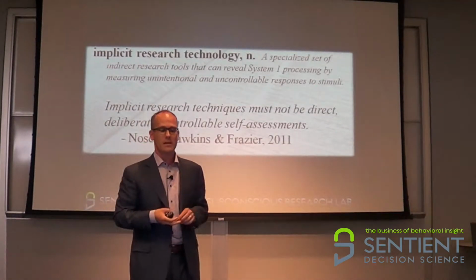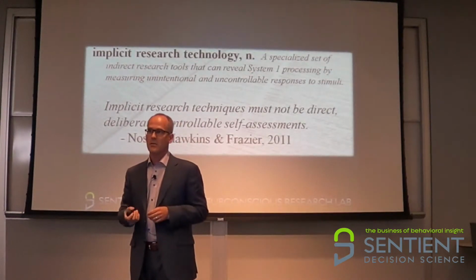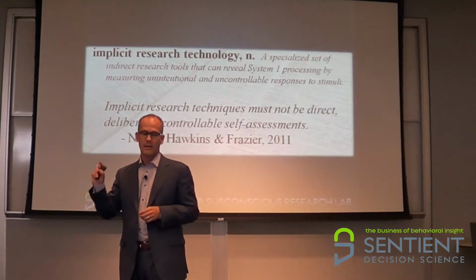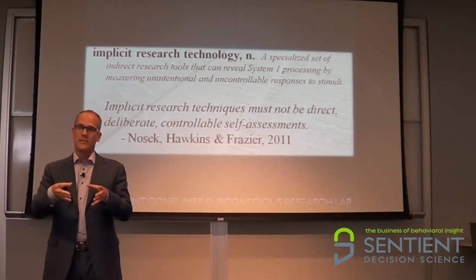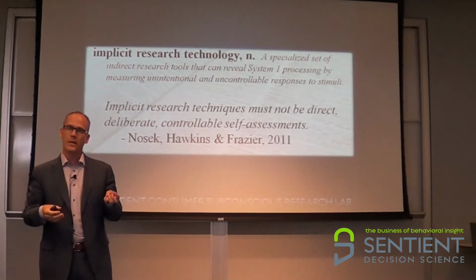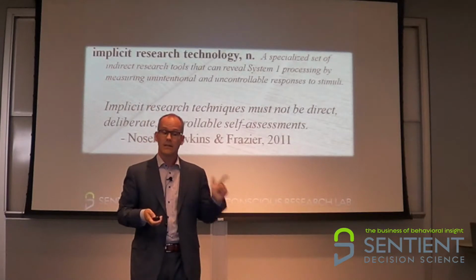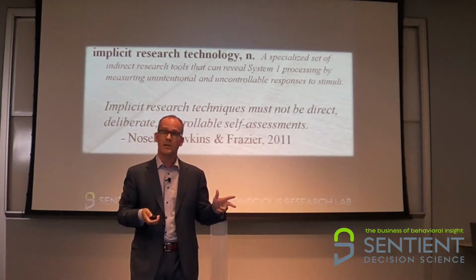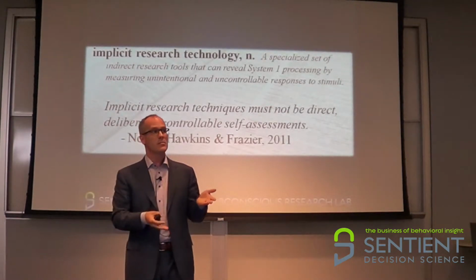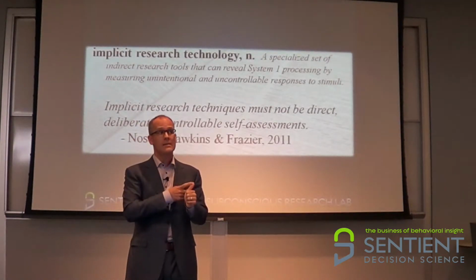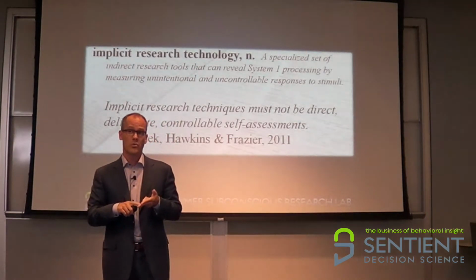So based on Nosek et al., 2011, they define implicit research techniques as those that must not be direct, deliberate, controllable self-assessments. So when we look at these and evaluate different research techniques, we're going to evaluate them according to those three criteria. Is it indirect? Is it a deliberate and controllable self-assessment? What you'll find with a lot of explicit techniques, which are parading as implicit techniques, is that they are indirect, but they are deliberate and also controllable.